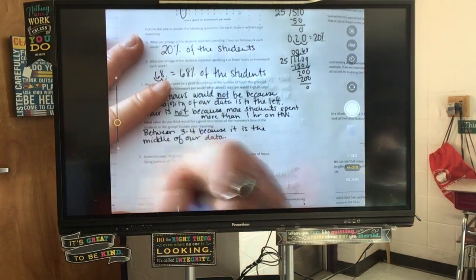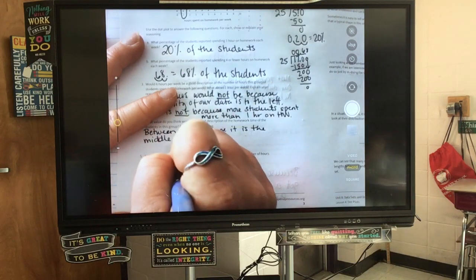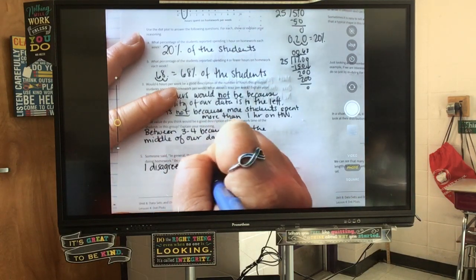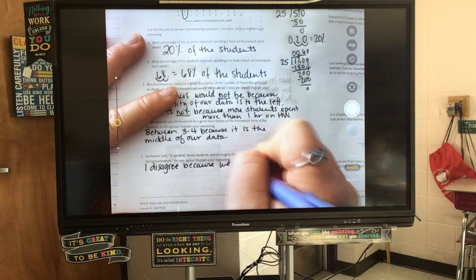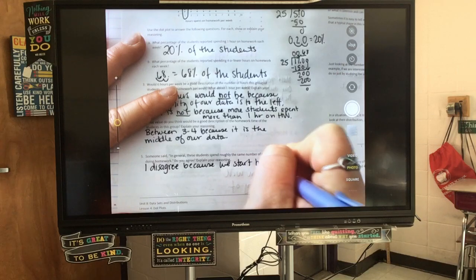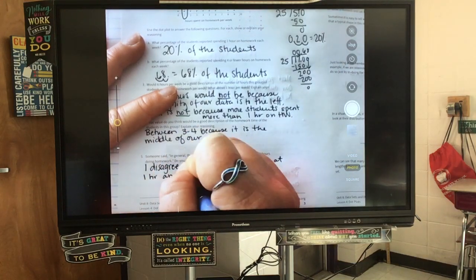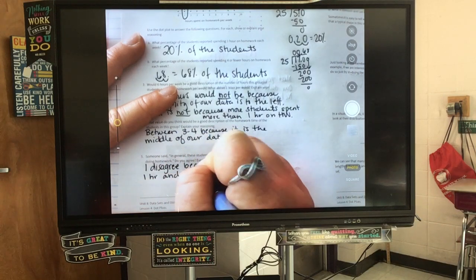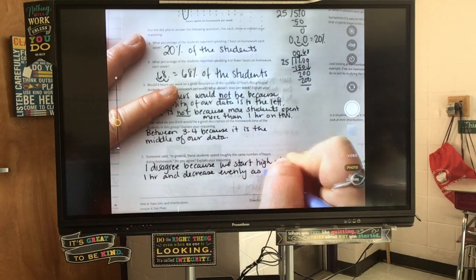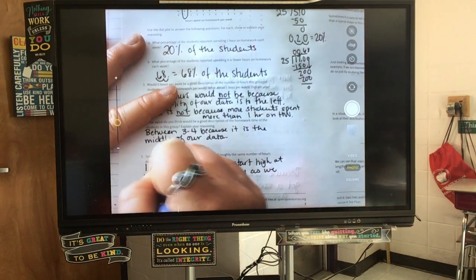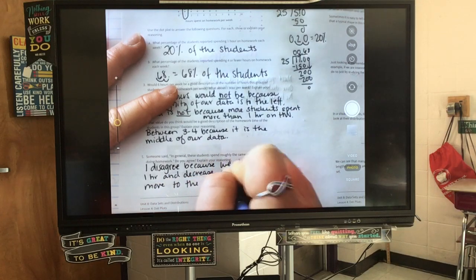All right. So I disagree because we start high at 1 hour and decrease evenly as we move to the right. We'll just say it that way.